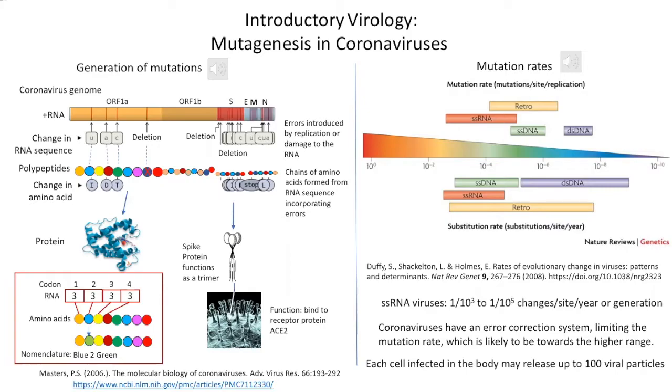The coronavirus has proofreading ability with its RNA polymerase, which lowers the mutation rate somewhat, and the rate for coronavirus mutation is around about 1 in 10,000.